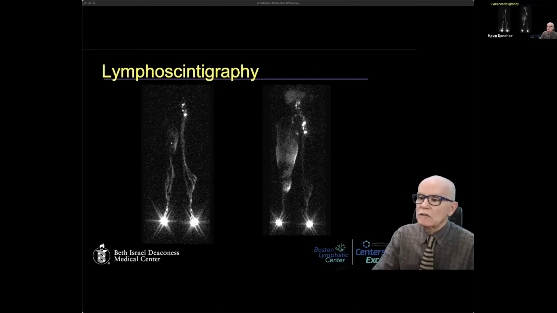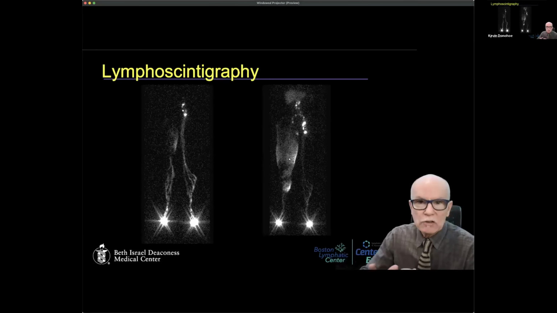a little stasis here. So at 30 minutes, we don't see any lymph nodes over on the right side, but we do see them on the left side. So the left looks like more normal flow. And then at 2 hours, we see much more dermal backflow. This is that tracer getting congested.